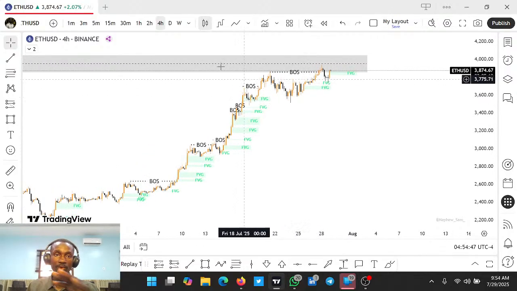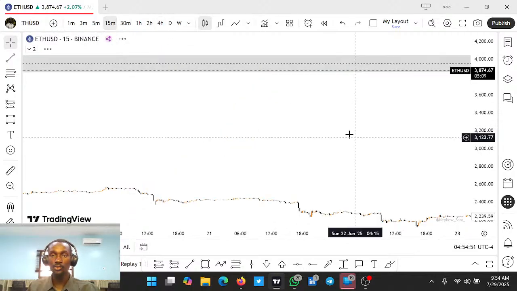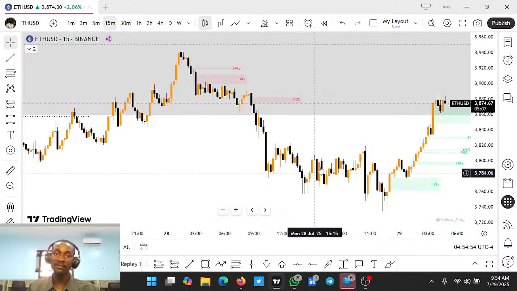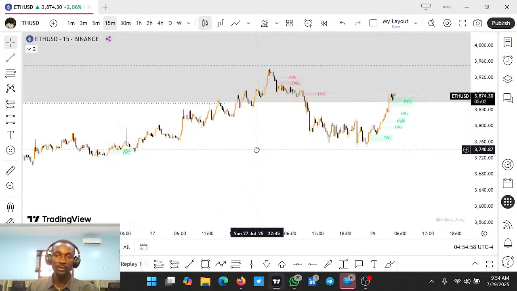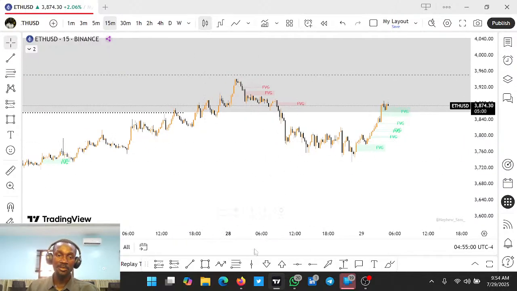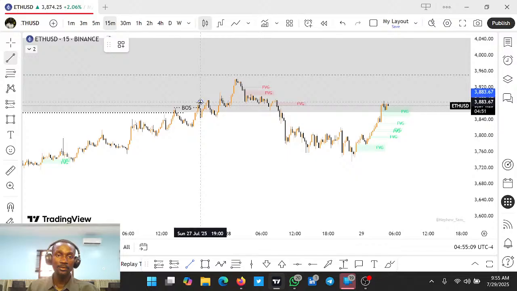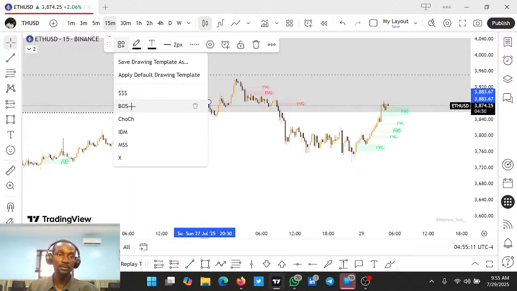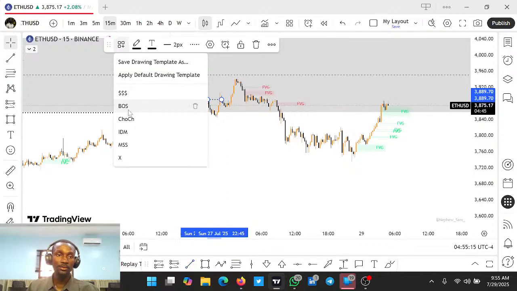So let's go to a lower time frame of 15 minutes to know whether the market has given us a confirmation to sell Ethereum. Okay, yes, Ethereum is a sell. Now, break of structure on the 15 minutes at the supply zone. Break of structure, break of structure, break of structure.